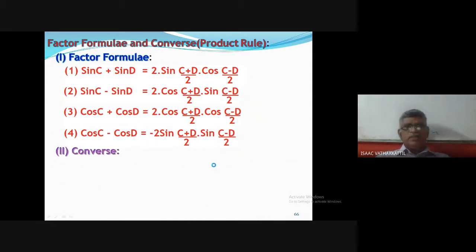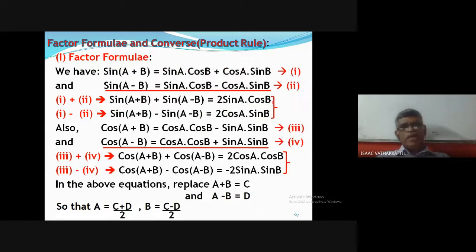And conversely, as I told, we read it from the right side. 2 sin a cos b is another formula again.